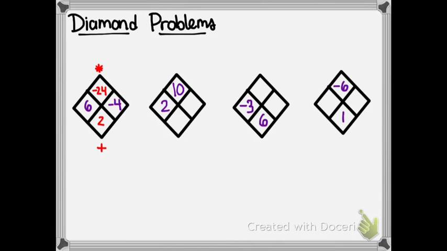The next one's going to get a little harder because you're given one of the numbers, but not the other number. So what we have to ask ourselves is, 2 times what gives me 10? Because remember, the top here is multiplication. So 2 times what is 10? 5. And then we know that the bottom cell here is addition. So 2 plus 5 is what? 7.